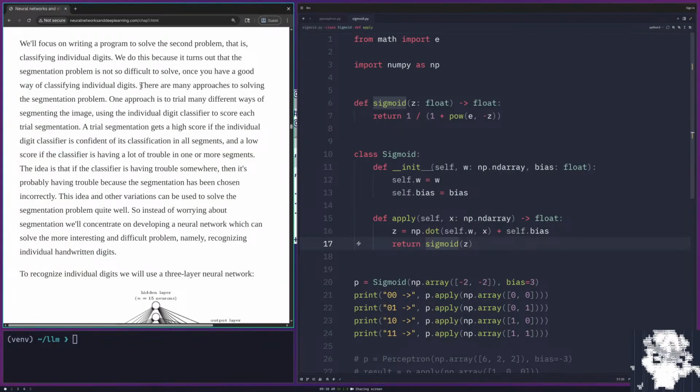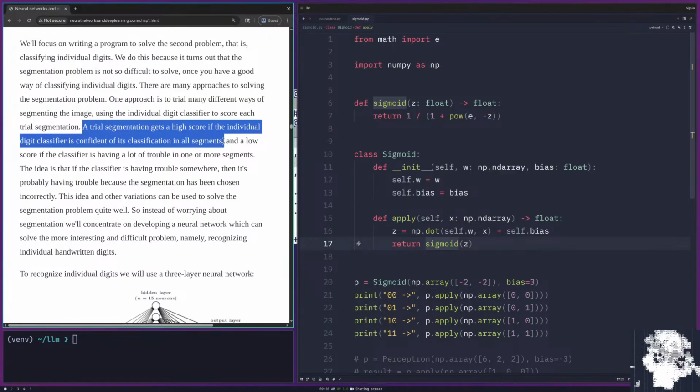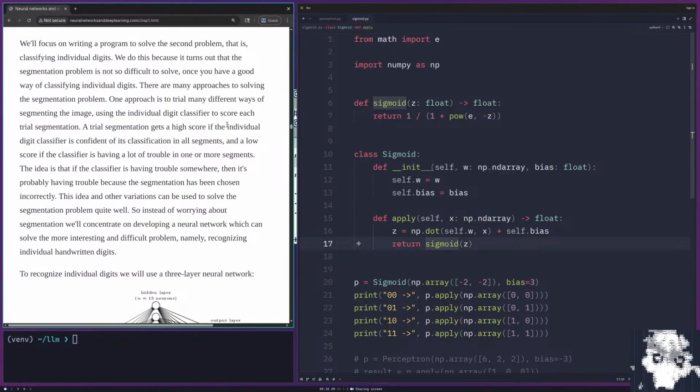There are many approaches to solving the segmentation problem. One approach is to trial many different ways of segmenting the image, and use the individual digit classifier to score each trial segmentation. A trial segmentation gets a high score if the individual digit classifier is confident of its classification in all segments, and a low score if the classifier is having a lot of trouble in one or more segments. The idea is that if the classifier is having trouble somewhere, then it's probably having trouble because the segmentation has been chosen incorrectly. This idea and other variations can be used to solve the segmentation problem quite well.